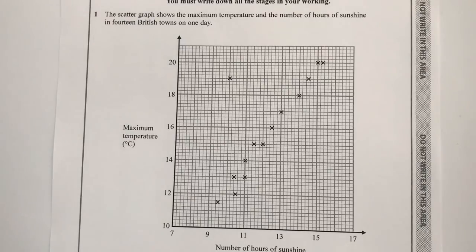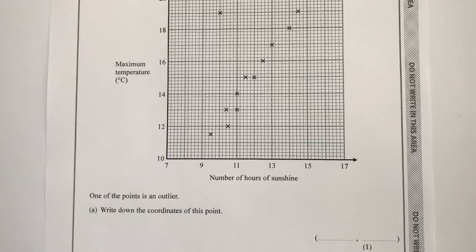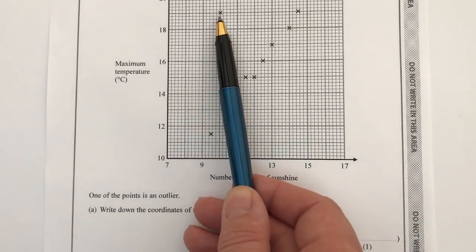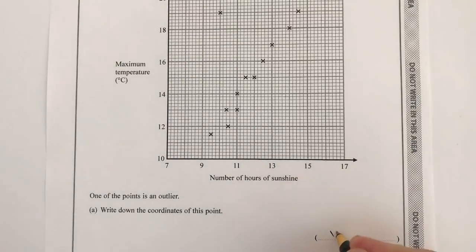And then the first question says one of the points is an outlier. So all they mean by an outlier is one that just doesn't correlate with the rest of it, and that's this particular one over there. So the coordinates for that point are 10, 19.